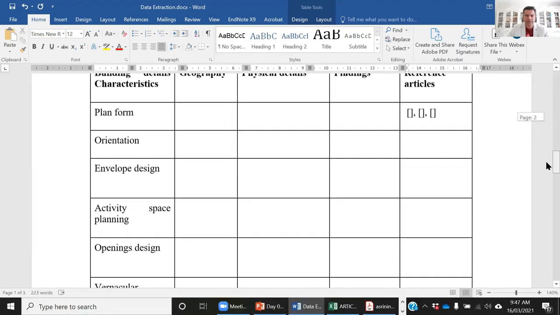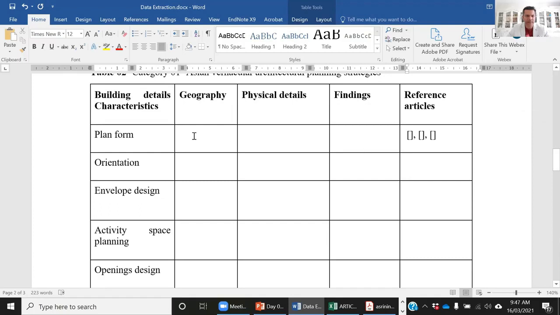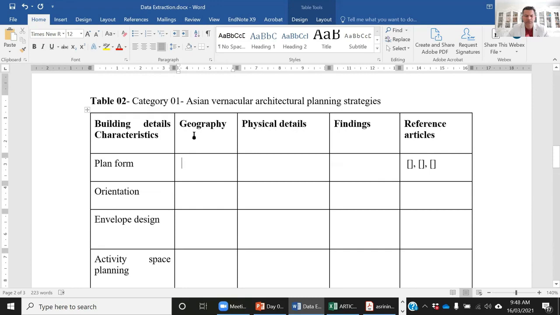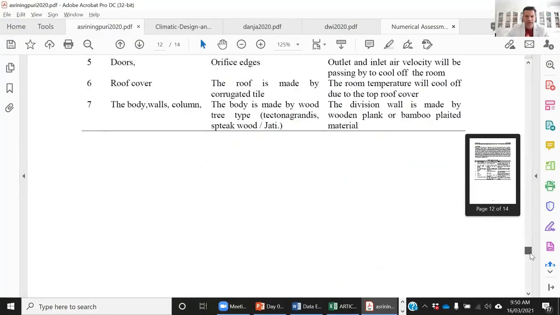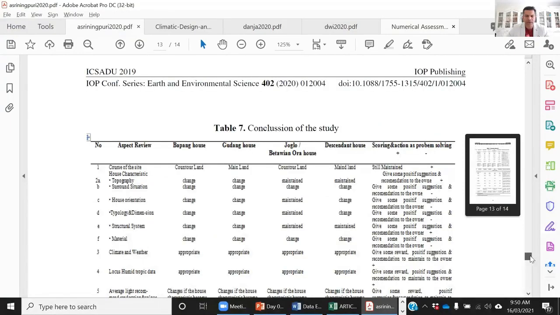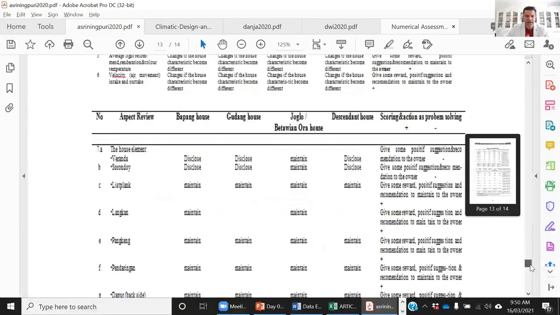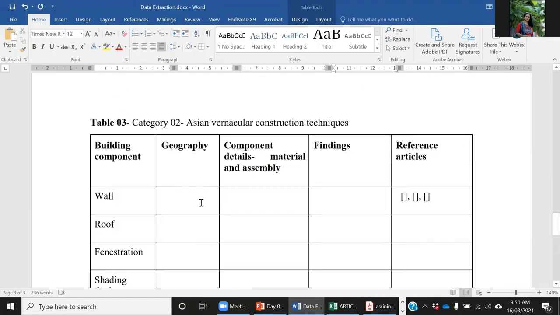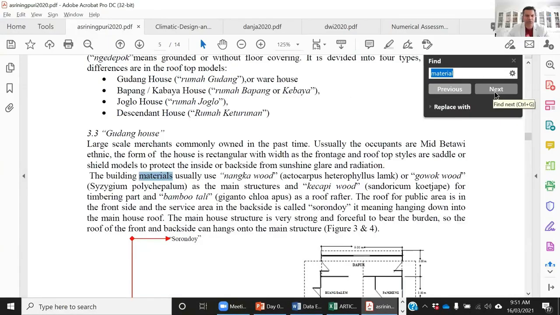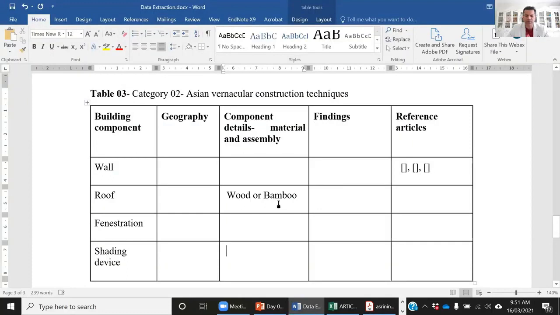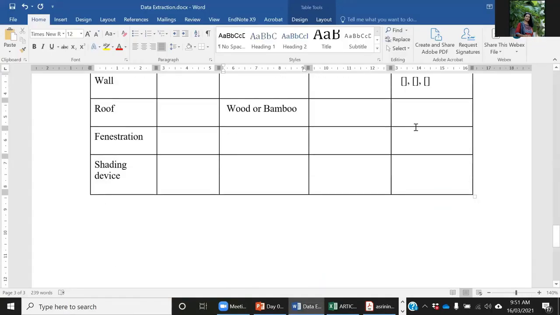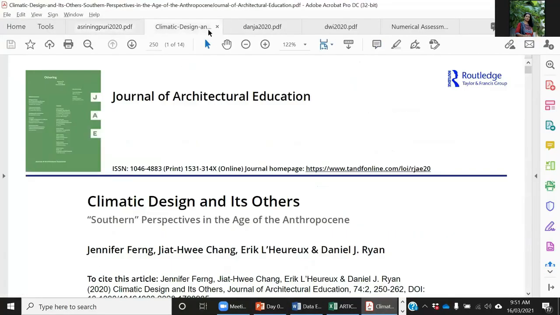What else in the next table? Geography, I think this is again plan form orientation. So geography again will be the same country, right? So from this you would have to specifically look for the information that will help you to answer your wall component materials. Types of wood probably you might want to differentiate, because otherwise the table would only be wood or bamboo.